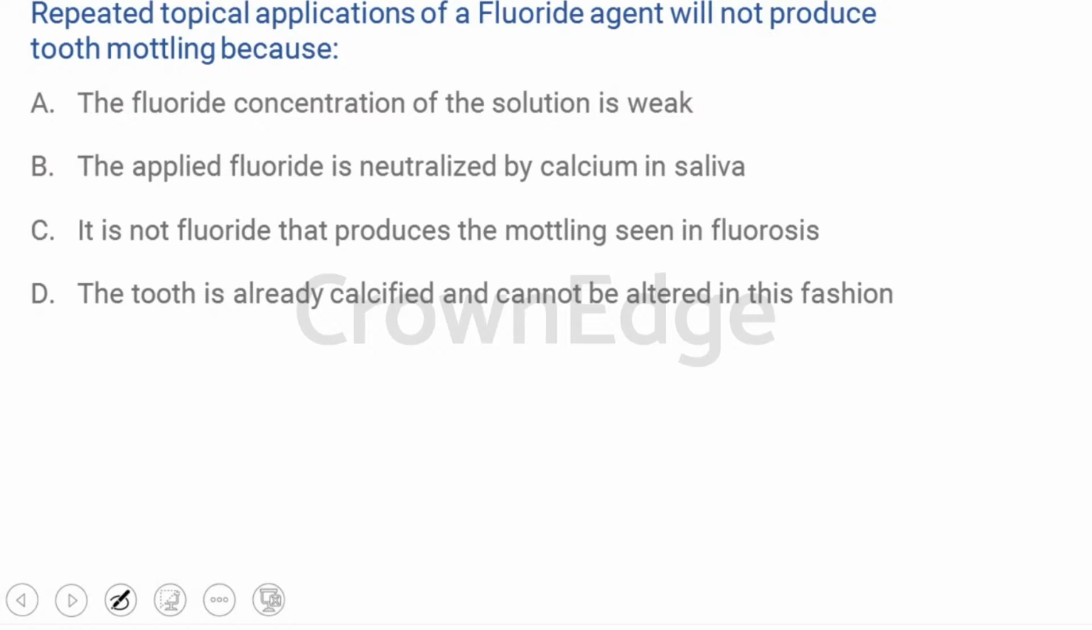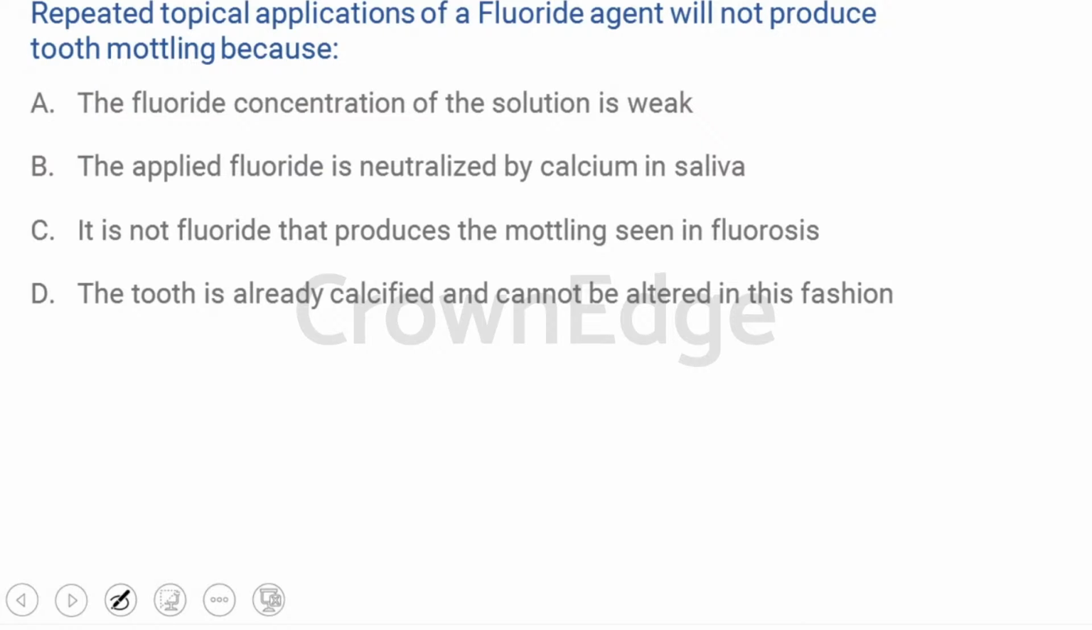Repeated applications of a fluoride agent will not produce tooth mottling because: A. Fluoride concentration of solution is weak. B. Upland fluoride is neutralized by calcium in saliva. C. It is not fluoride that produces the mottling seen in fluorosis. And D. The tooth is already calcified and cannot be altered in this fashion. So your answer for this particular question is going to be option D.